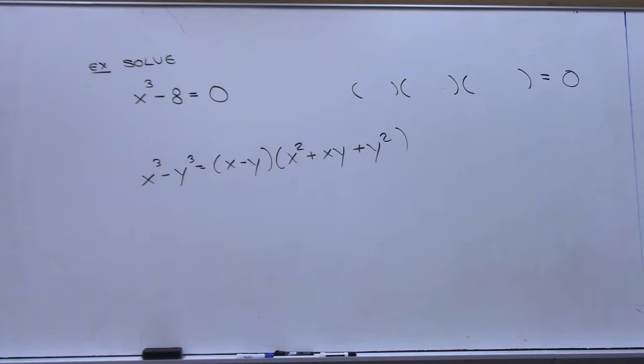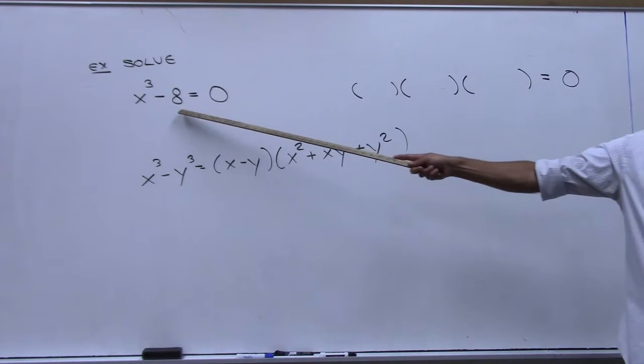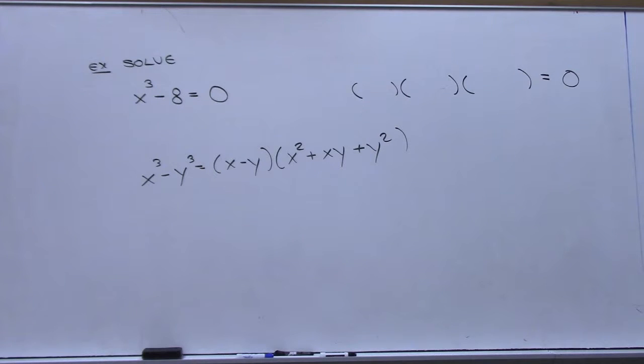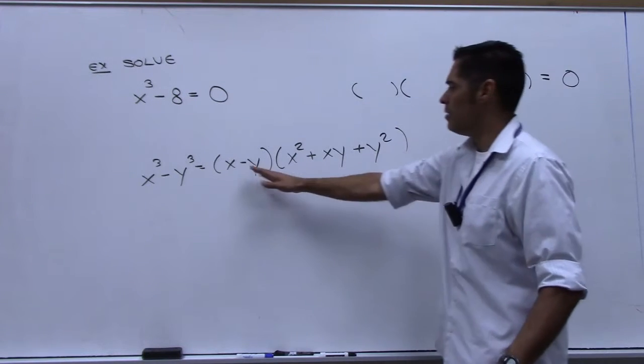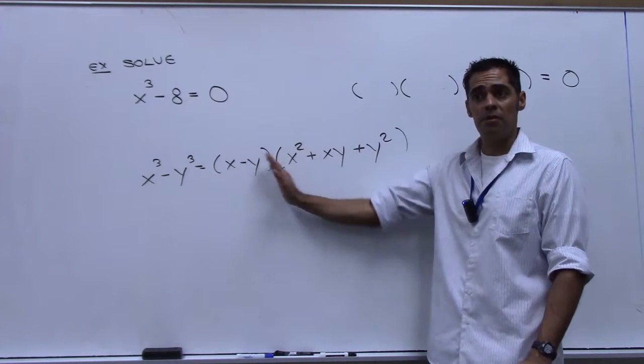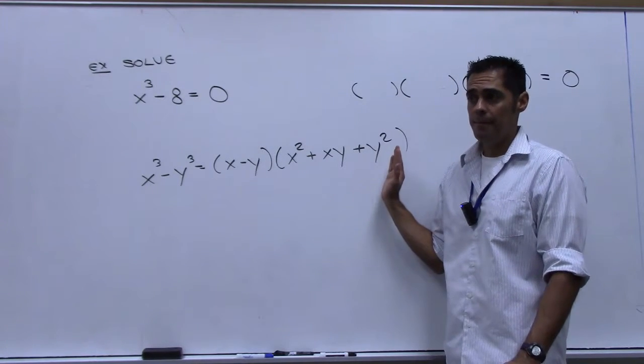For us, 8's a perfect cube, isn't it? It's 2 cubed, 2 times 2 times 2. So for us, the y in this formula is 2. Just needs to be replaced with 2. Yeah?